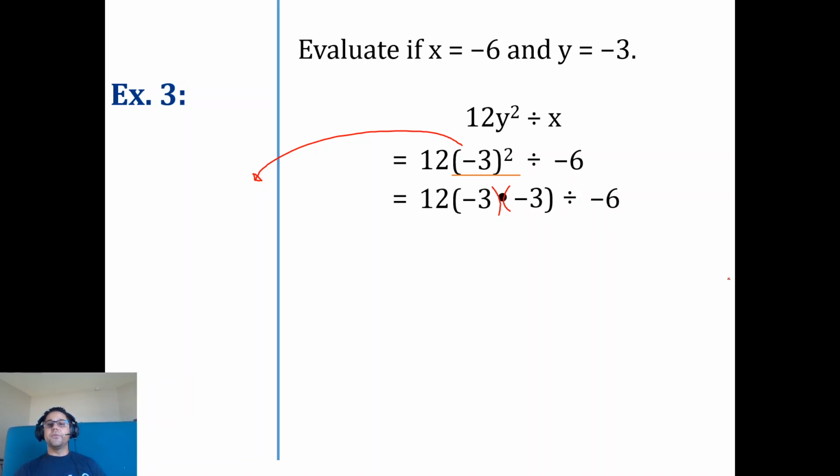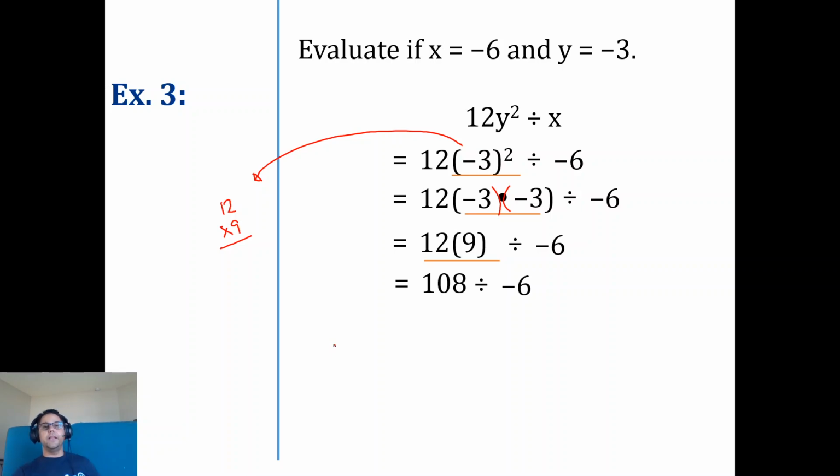So I know that negative 3 multiplied by negative 3 is 9. 12 times 9, if you need to, you could do it right here, 12 times 9, elementary style. It's going to give you 108. All right, now it looks like example 1 and 2. I have a positive divided by a negative, which of course gives me a negative answer.